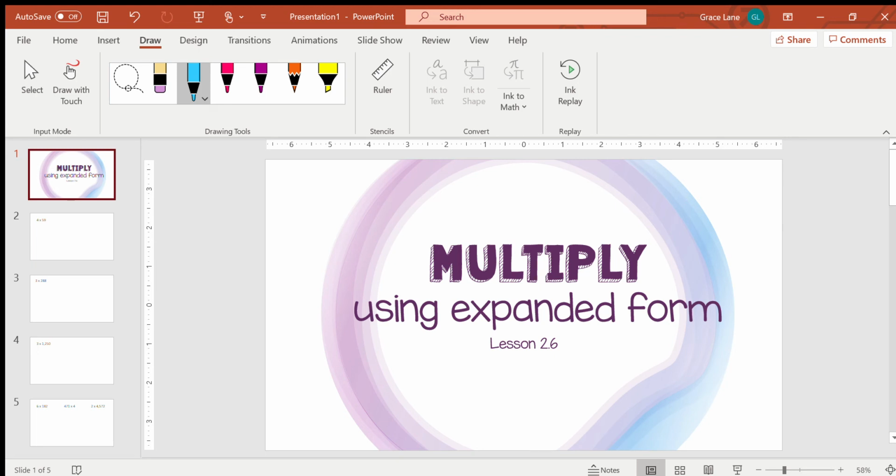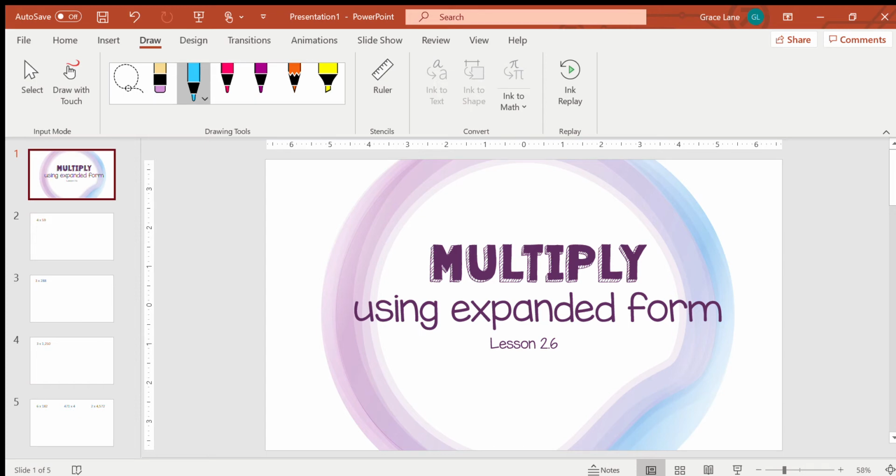Hi guys, this week we're learning two different methods for multiplying. They're actually basically the same thing. We're trying to end up being able to use partial products when we multiply. And if you've never heard of partial products before, it's just a way of using place value to multiply two, three, or four digit numbers.